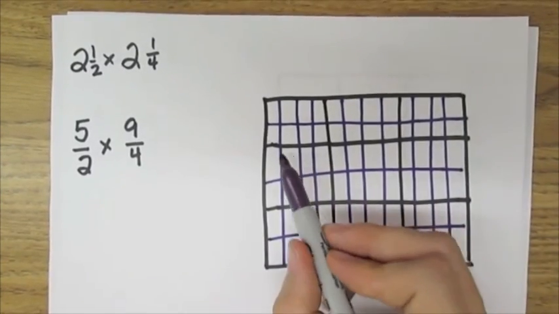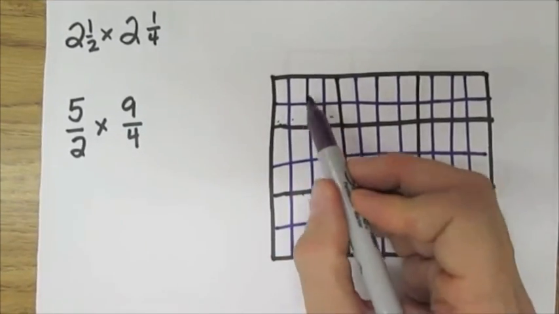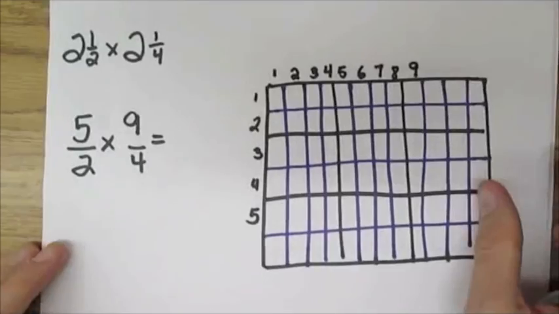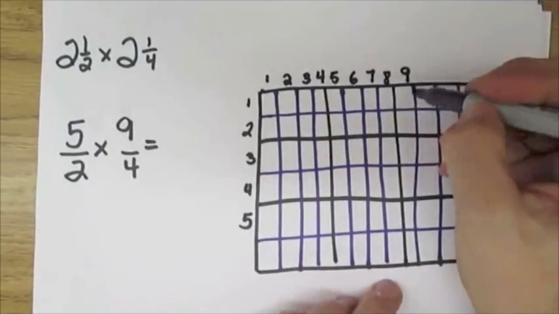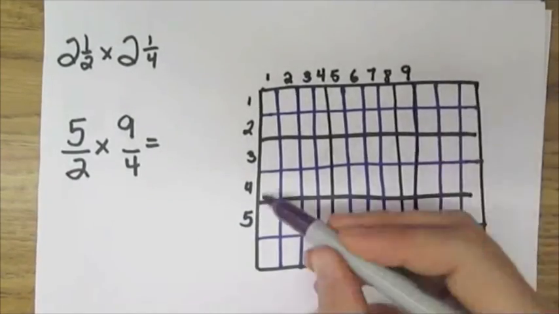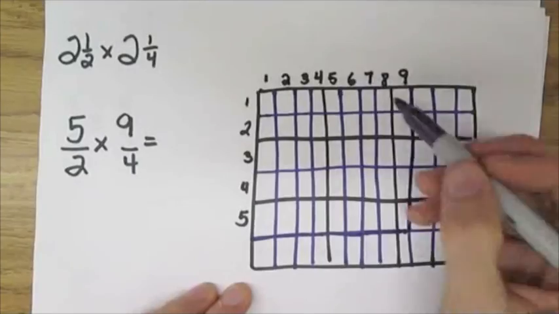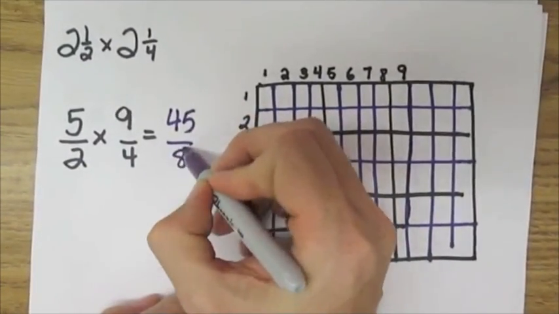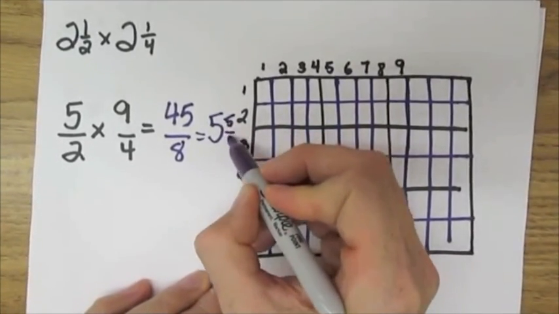Which gives us a common unit of eighths in each square. 1, 2, 3, 4, 5, 6, 7, 8. In our area model, if we take 9 eighths by 5 eighths, it will give us a total area of 45 eighths, or 5 5/8.